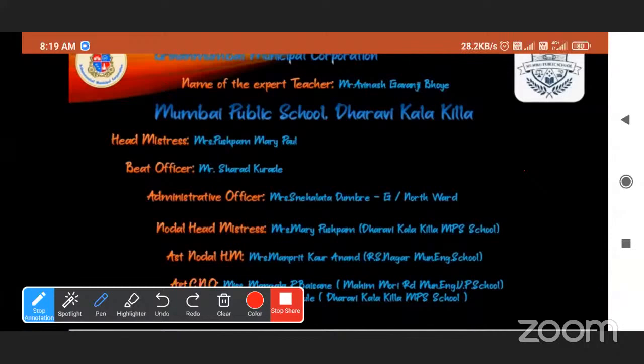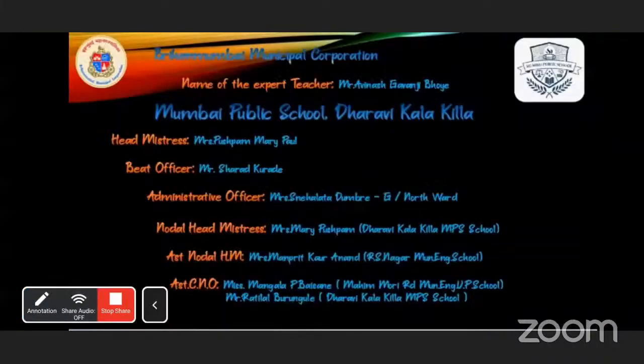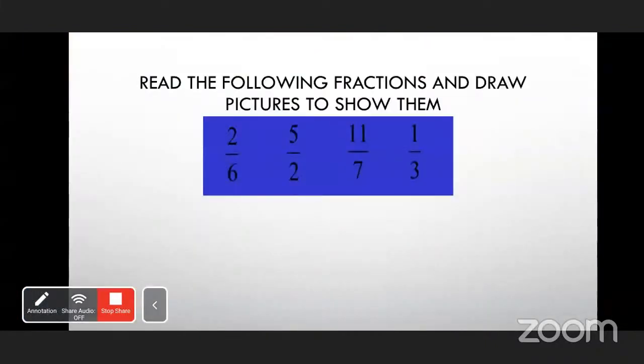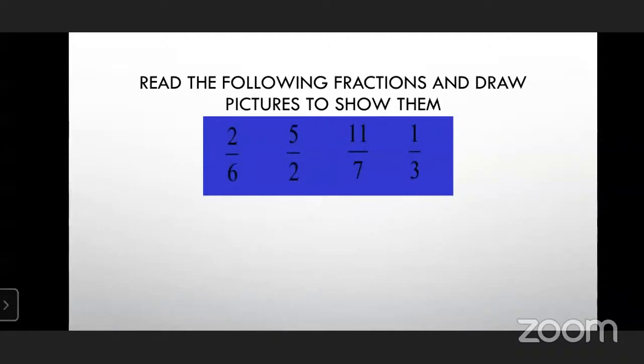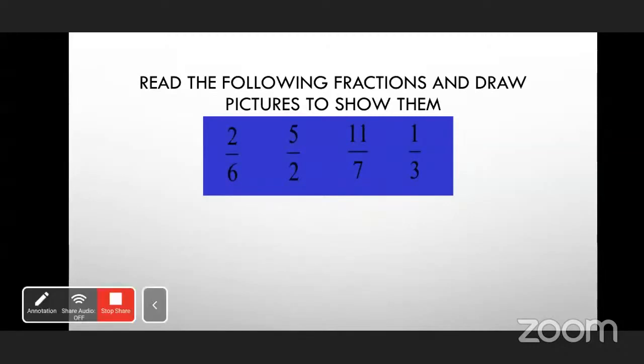Now, come to today's topic. Okay, students. Can you read the following fractions? Yes, students. Can you read the following fractions? Okay, read. 2 upon 6, 5 upon 2, 11 upon 7, 1 upon 3.